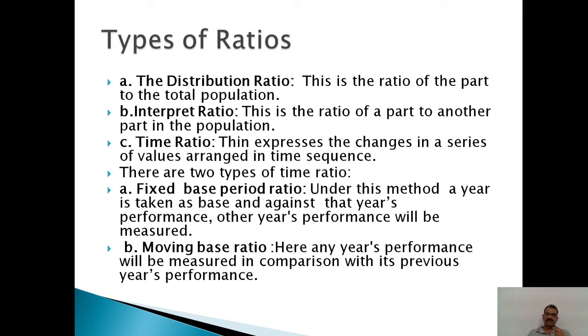Types of ratios. First one, distribution ratio. This is the ratio of the part to the total population. So this ratio is calculated on the basis of a part of the population to the total population. Interpart ratio. This is the ratio of a part to another part in the population.